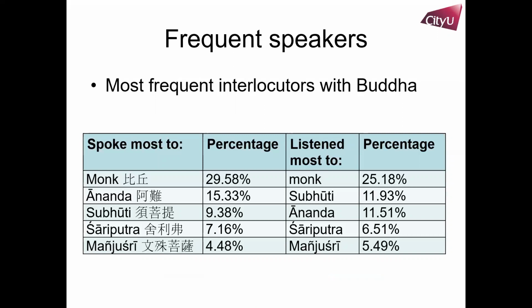We can also look at to whom a character speaks most. So kind of like his social network. So for Buddha, for example, he spoke most to various monks, and then to Ananda, Subhuti, his disciples, and then Sariputra, Manjusri, these are bodhisattvas. And you can also ask to whom did he listen most? So it's similar here with the same top five characters as the speakers.